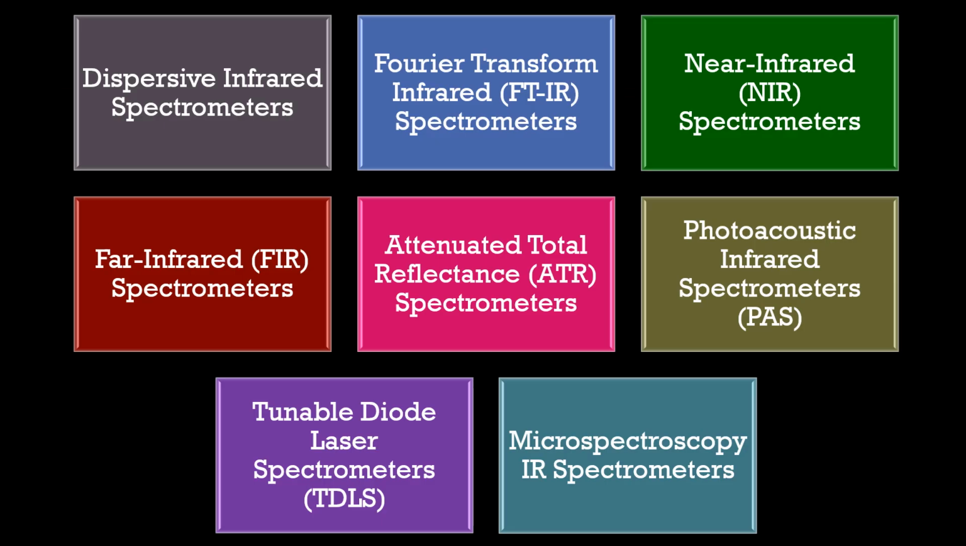There are 8 types of IR spectrometers. They are dispersive infrared spectrometers, Fourier transform infrared spectrometers or FTIR, near infrared spectrometers or NIR, far infrared spectrometers or FIR, attenuated total reflectance spectrometers or ATR, photoacoustic infrared spectrometers or PAS, tunable diode laser spectrometers or TDLS, and finally microspectroscopy IR spectrometers.